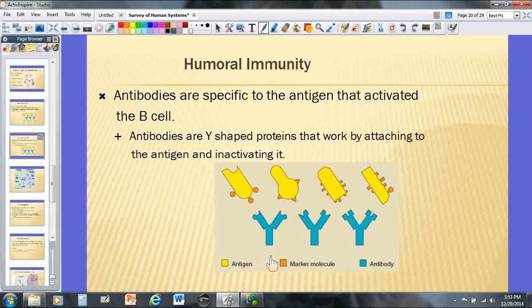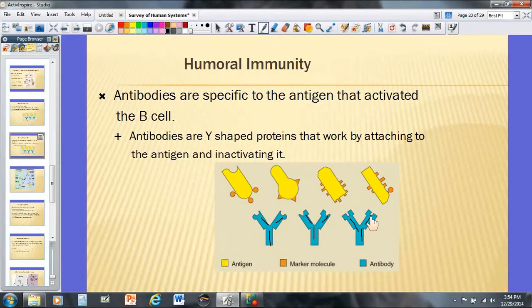The antibodies of the humoral immune system are specific to the antigen that activated the B cell. These antibodies are Y-shaped proteins. The proteins are made up of regions that are called constant and variable. The constant areas, which are these areas here, here, and here, remain the same. These are the amino acids or the proteins that make up the body of the antibody. The variable portions here, here, and here are shaped to specifically match their antigen.